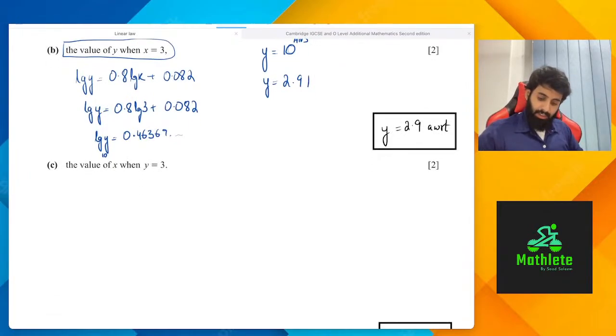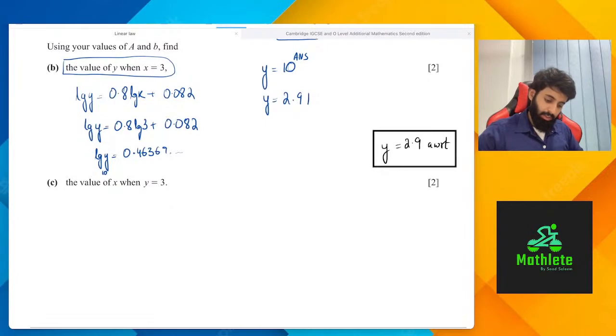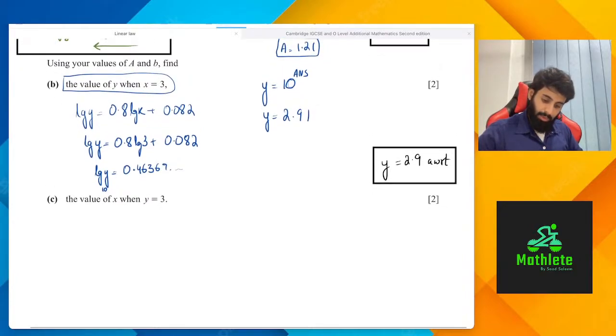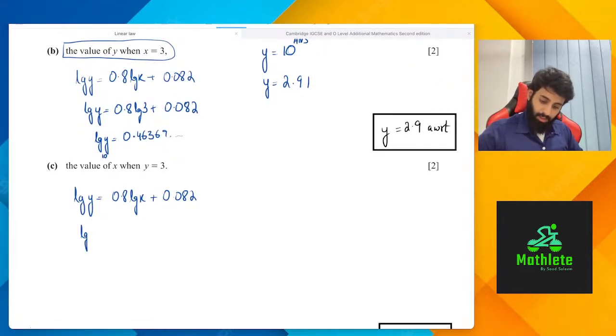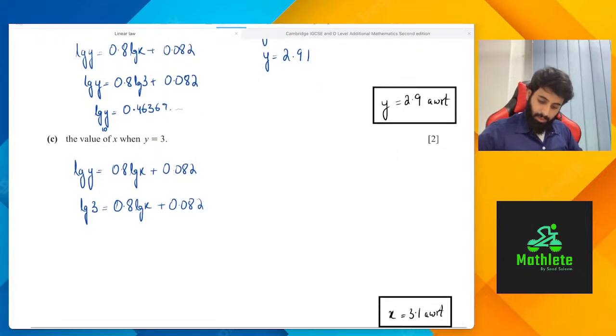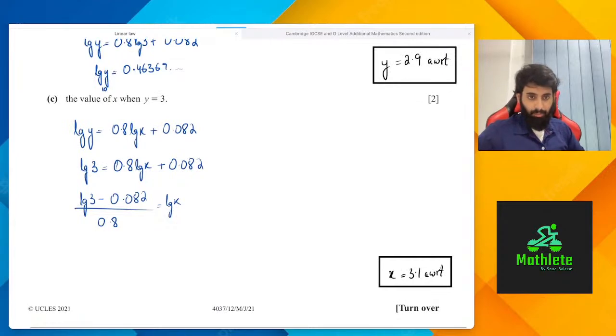Okay, part C says the value of x and y is equals to 3. So remember what was our equation? Our equation was LGY is equals to 0.8 LGX plus 0.082. So value of x and y is equals to 3 means LG3 is equals to 0.8 LGX plus 0.082. So let's work this out one by one. LG3 minus 0.082. Okay, take the 0.8 over there too, so it will divide, is equals to LGX. Now let's write this nicely.